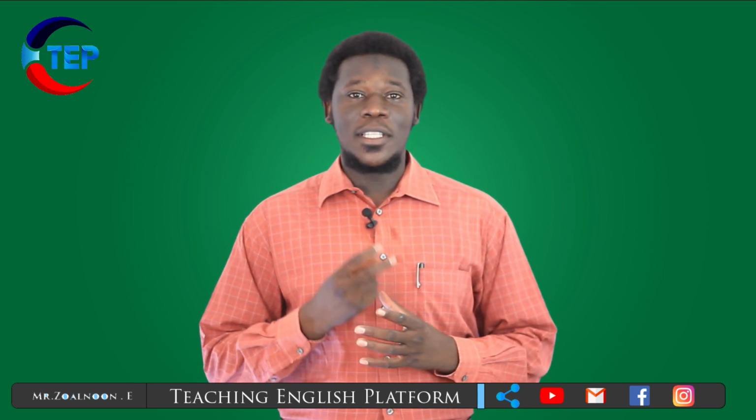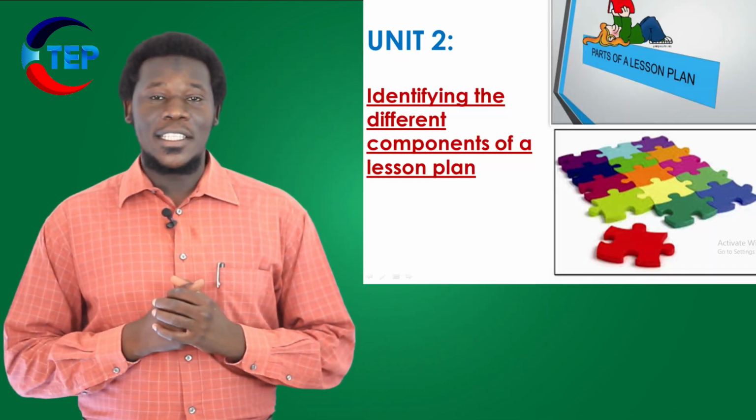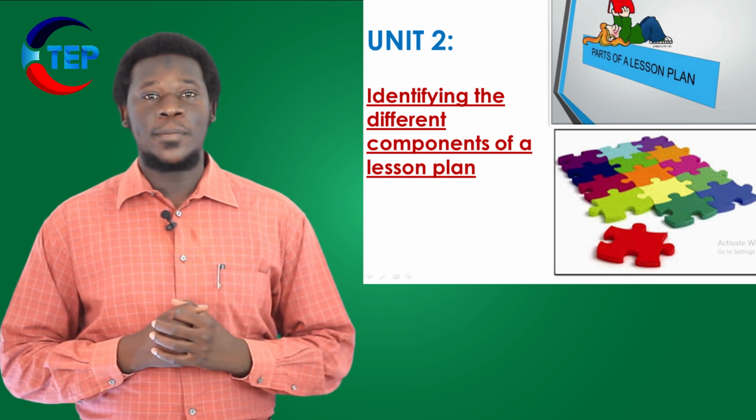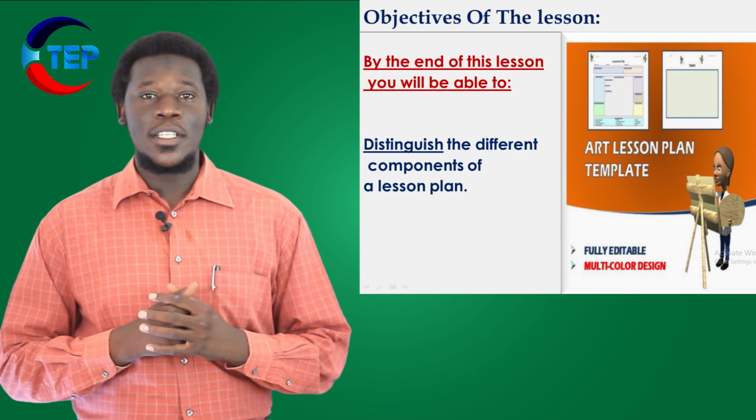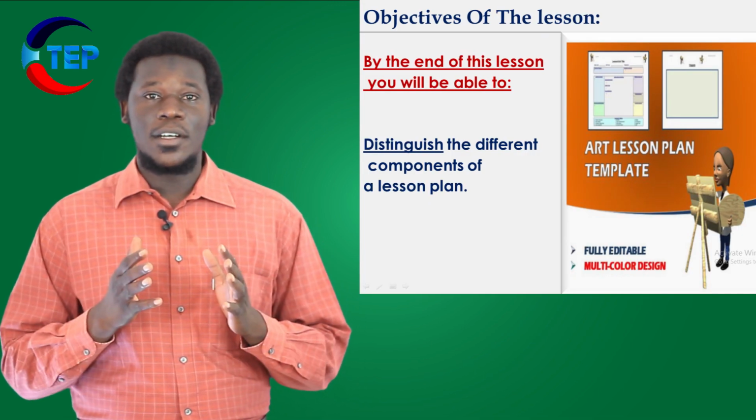Today I'm going to teach you the second unit of TKT Module 2, Lesson Planning and Use of Resources for Language Teaching, Unit 2, Identifying the Components of a Lesson Plan. In this lesson, you are going to know two important things about lesson planning: what is a lesson plan and the 14 components of a lesson plan. By the end of this lesson, you are expected to be able to distinguish the 14 components of a lesson plan. The most important question is, what is a lesson plan?